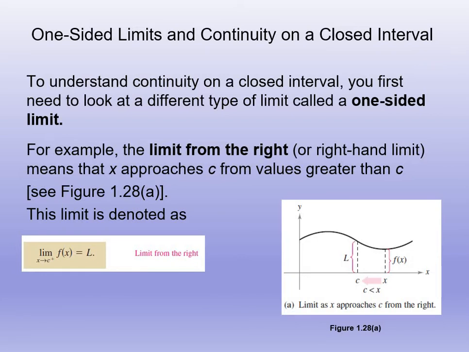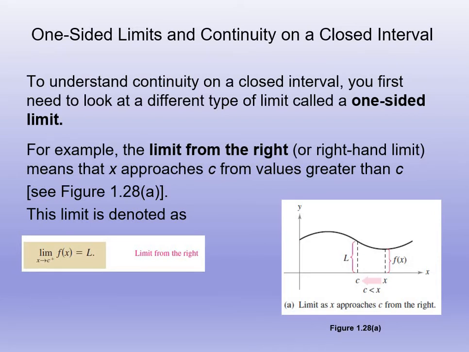Okay, if we're coming from the right-hand side, we're coming from right to left on the function, and we're looking as the function gets closer and closer to the defined x value. The defined x value is what x is approaching, so whatever c is. So we denote it differently.